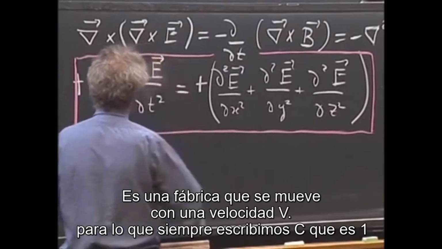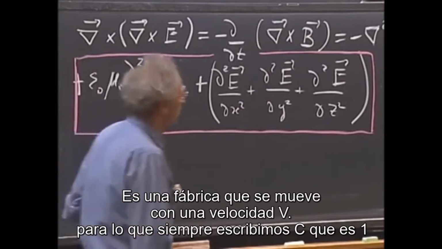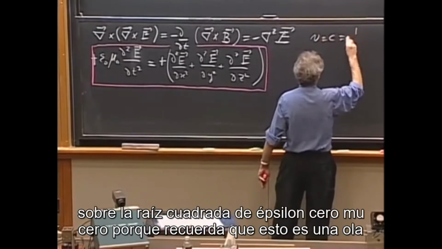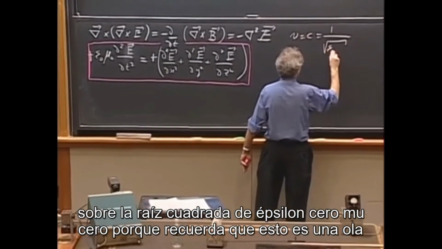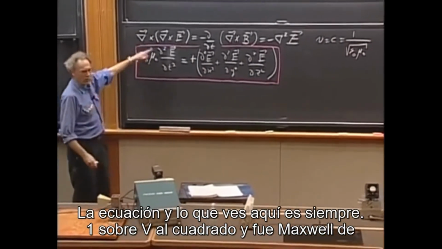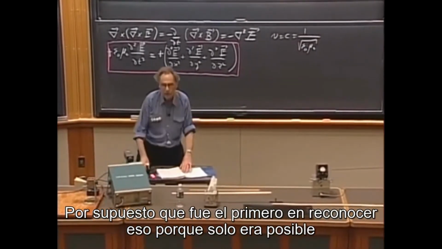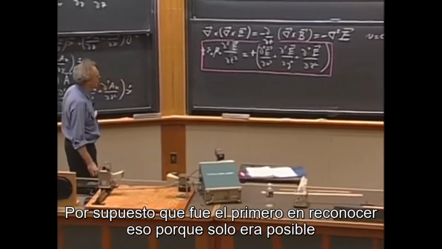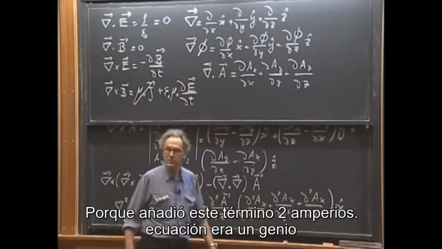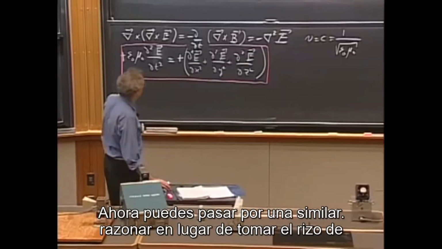So this tells you that you must be able to create electric fields, this is a vector, which move with a speed v, for which we always write c, which is 1 over the square root of epsilon 0 mu 0. Because remember, this is a wave equation, and what you see here is always 1 over v squared. And it was Maxwell, of course, who was the first to recognize that, because this was only possible because he added this term to Ampere's equation. He was a genius.